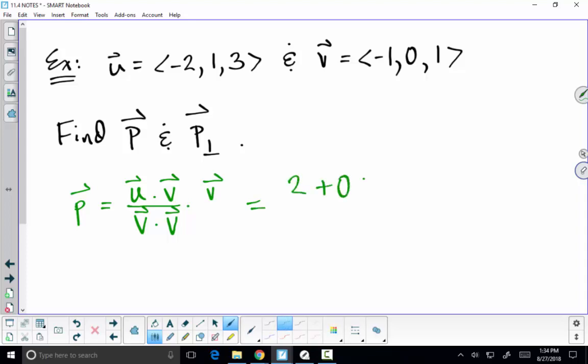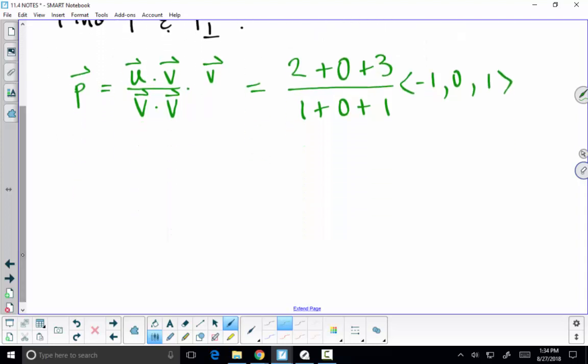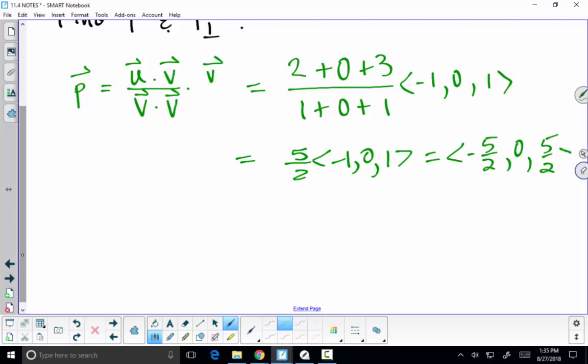2 plus 0 plus 3. Dot product. 1 plus 0 plus 1. Any issues with this part here? 1/2, 1/6. Does that all look good conceptually? We end up with 5 halves multiplied by that, subtracting minus 5 halves. Oh, we got very different answers. Oh, you know what? I wrote 1 there instead of 5 halves. 5 halves times 1 is not 1.